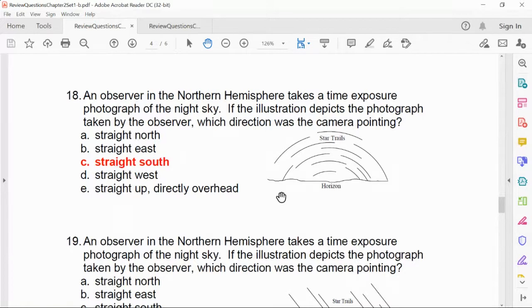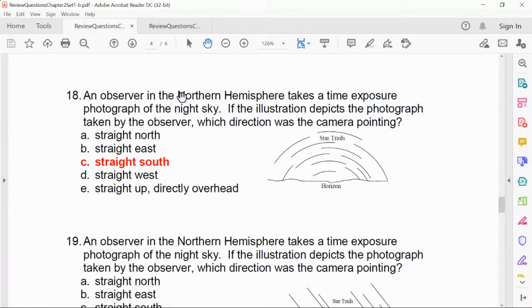When you look at the night sky, if you are in the northern hemisphere or in the southern hemisphere, if you look north, the constellations will be going counterclockwise. And if you look east, they will be rising. And if you look south, they will be basically doing something like this.